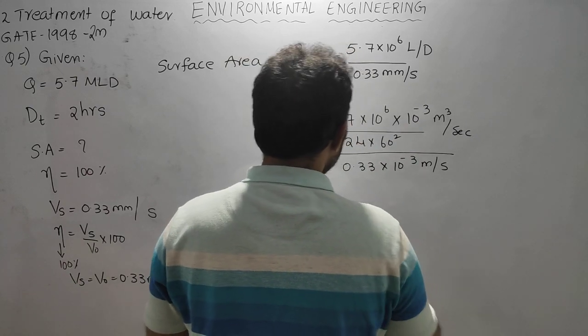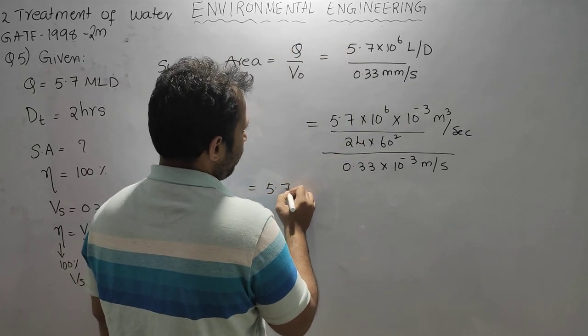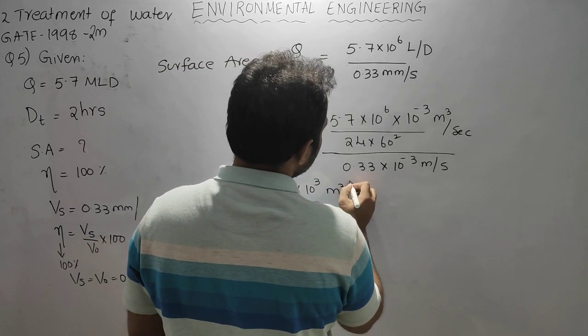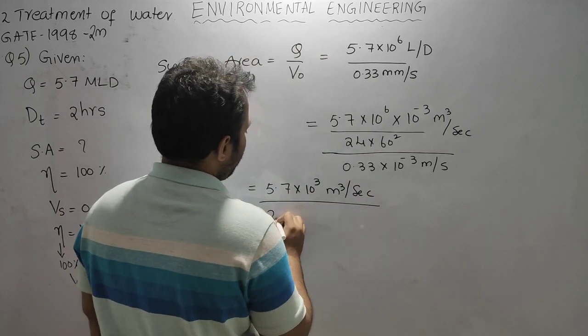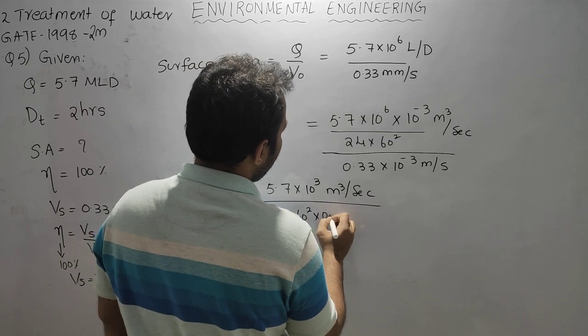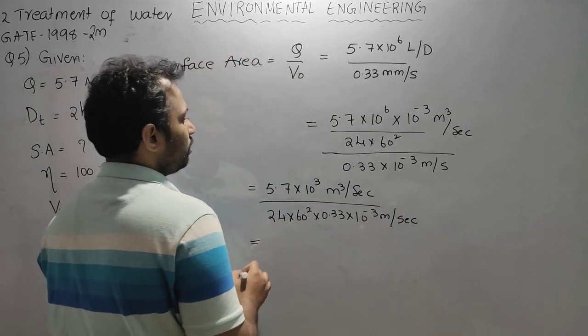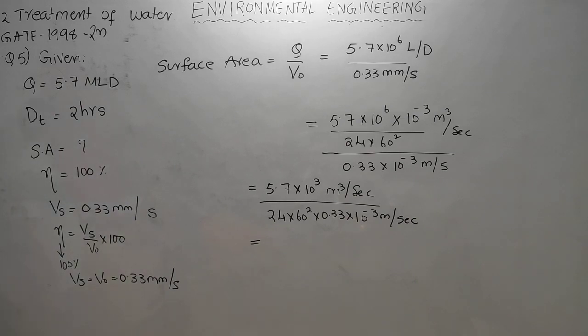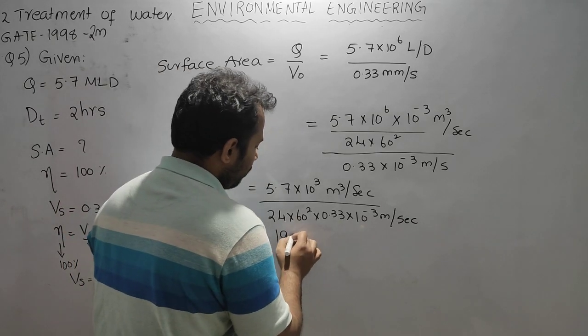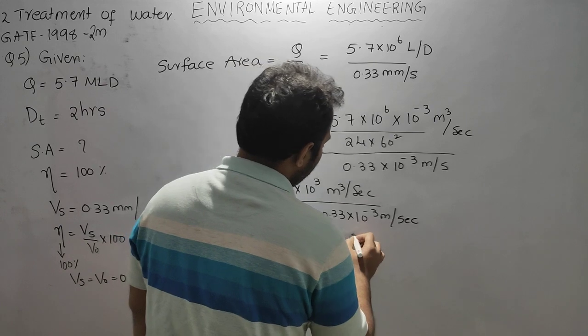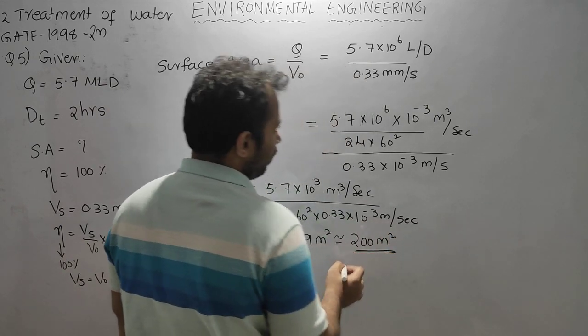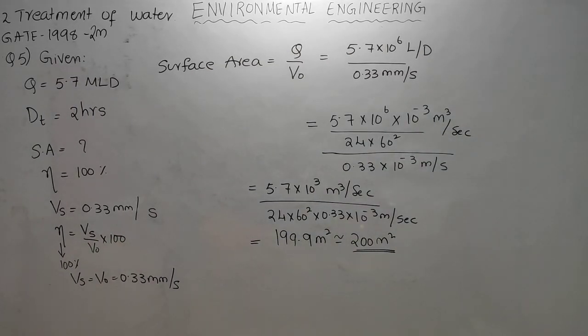So if you solve this, 5.7 into 10 to the power of 3 meter cube per second by 24 into 60 square, into 0.33 into 10 to the power of minus 3 meter per second, then you will get the value of the surface area as 199.9 square meters, which is nearly equal to 200 square meters. So that is the solution of the fifth question.